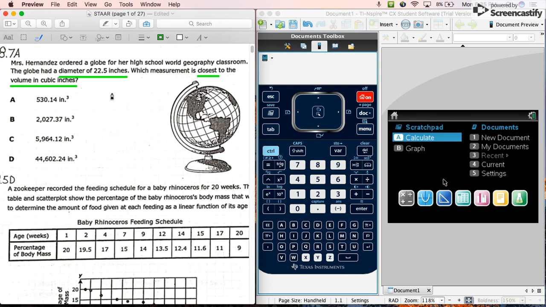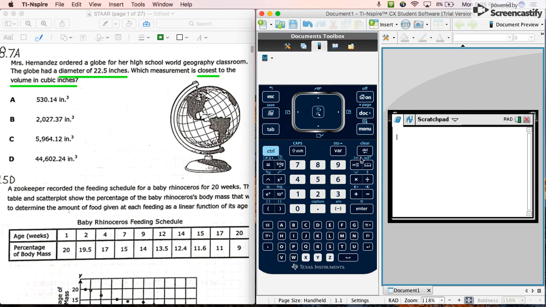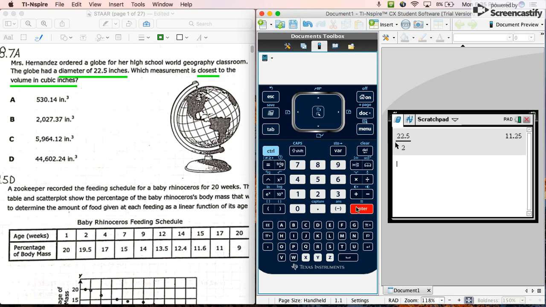All you're going to do is go to our TI Inspire, into the calculate screen on our scratch pad. I'm simply going to divide 22.5 divided by 2, and then click enter. The reason I do that is because I know a radius is half the diameter. I only need half. So I end up with a radius of 11.25.